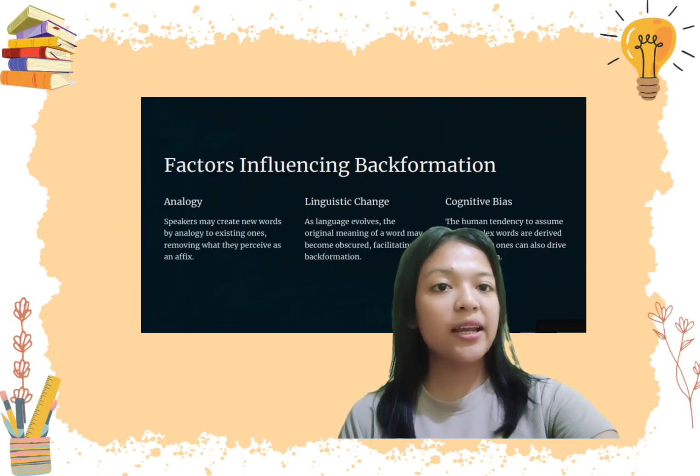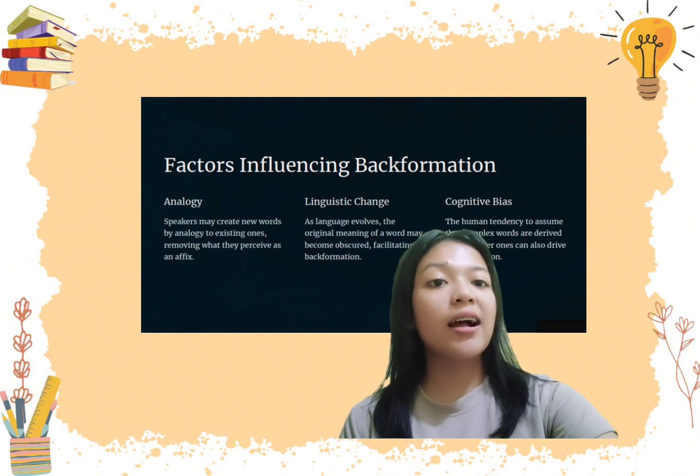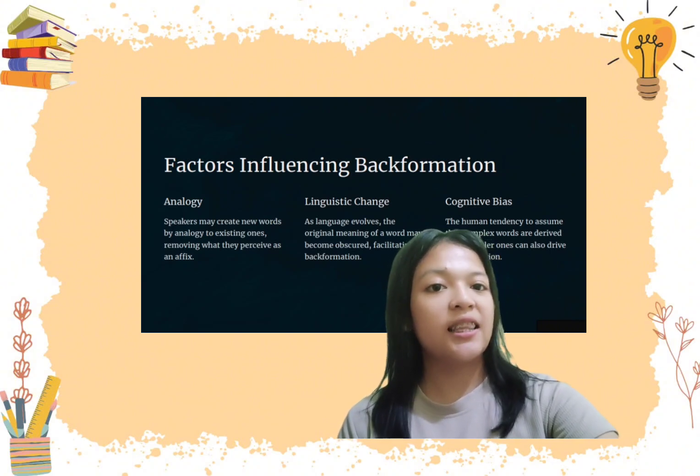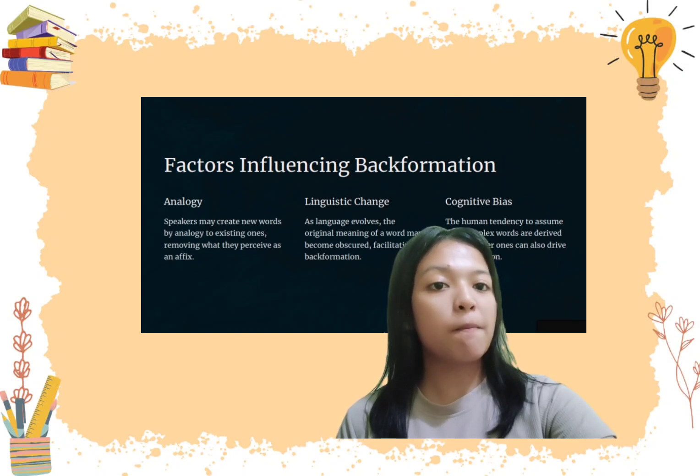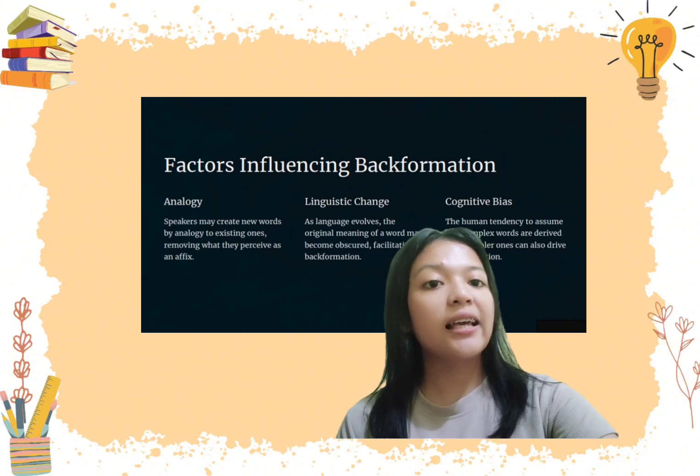Okay, next point is factors influencing back formation. Why do we use back formation? There are three main reasons. The first is analogy. People create new words by comparing them to others. If they see a pattern, like editor becoming edit, they might think it works for other words too.